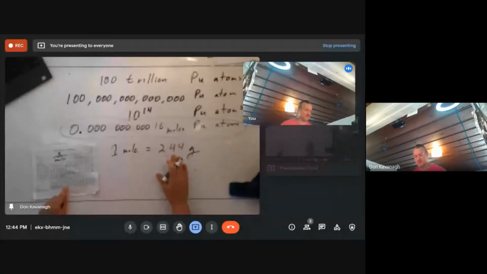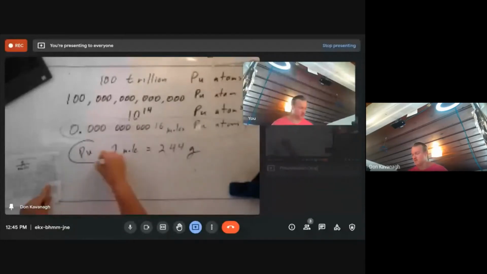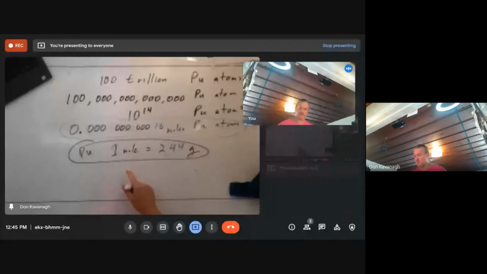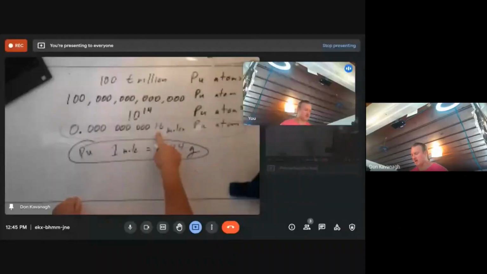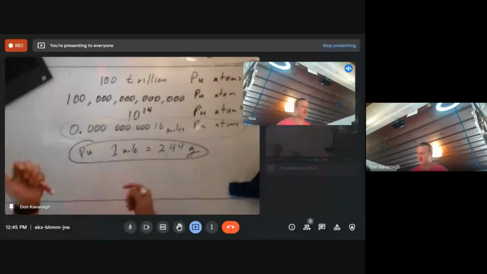This number here has the unit grams per mole. So this is a true statement only about plutonium. For other elements with different numbers of protons and neutrons, it's a different number. If 1 mole equals 244 grams, and this is much less than a mole, and we're talking about a speck of dust, I bet we have a really small number of grams, because a speck of dust can't weigh more than a thousandth of a gram, something like that.